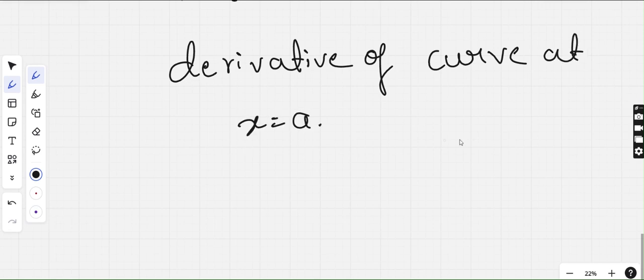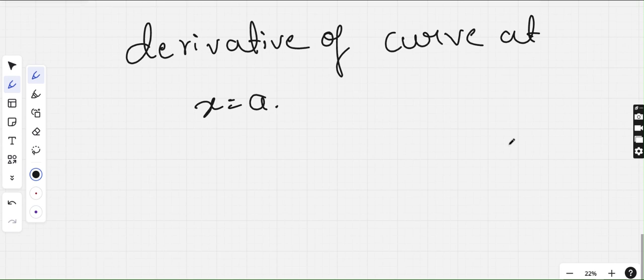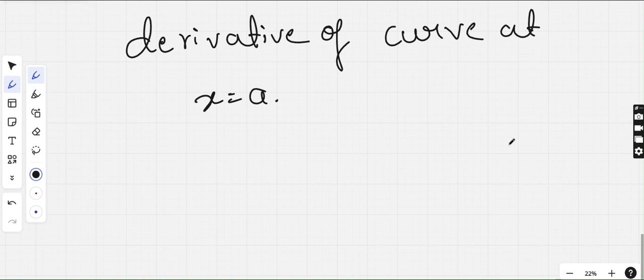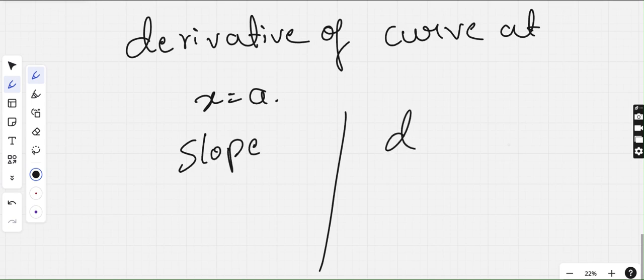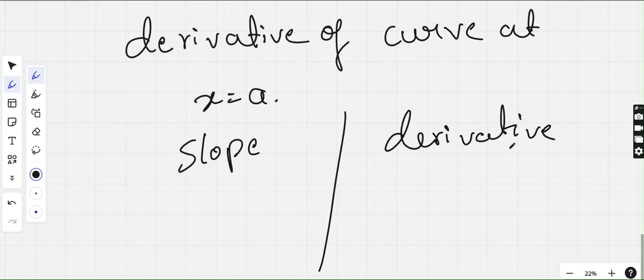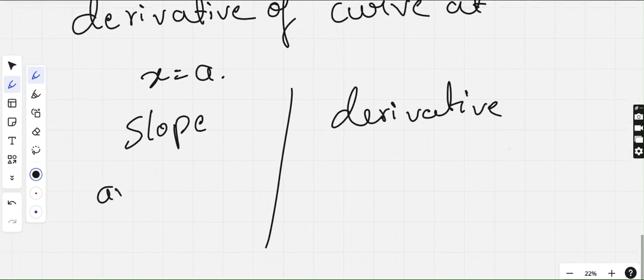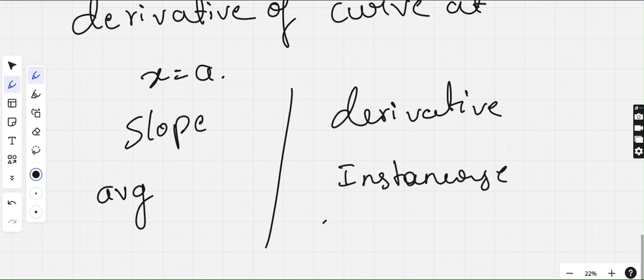What I mean here is we just learned what a slope is and how we calculate the slope of a function. The derivative is most often the same thing, but the only difference between a slope and the derivative is that the slope gives you an average rate of change. The derivative gives you the instantaneous rate of change.